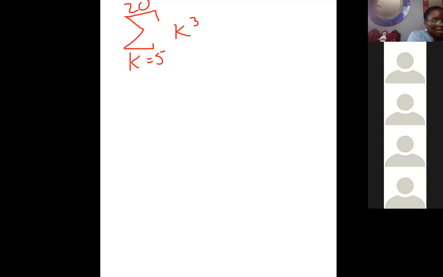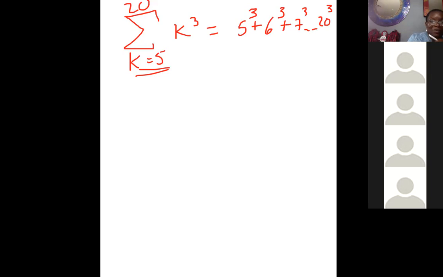All right, guys. So let's give this one a try right here. Now, this one, notice the lower limit is 5, guys. The lower limit is 5. So this one, we're going to have to approach it a little differently, right? So when you do this one, it's going to be 5 to the third plus 6 to the third plus 7 to the third, and so forth and so on, all the way up to 20 to the third.